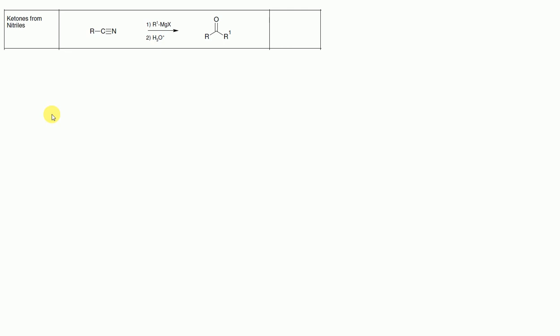All right, so moving on. The next reaction is the ketones from nitriles reaction. So we have a nitrile, which is a cyano group.